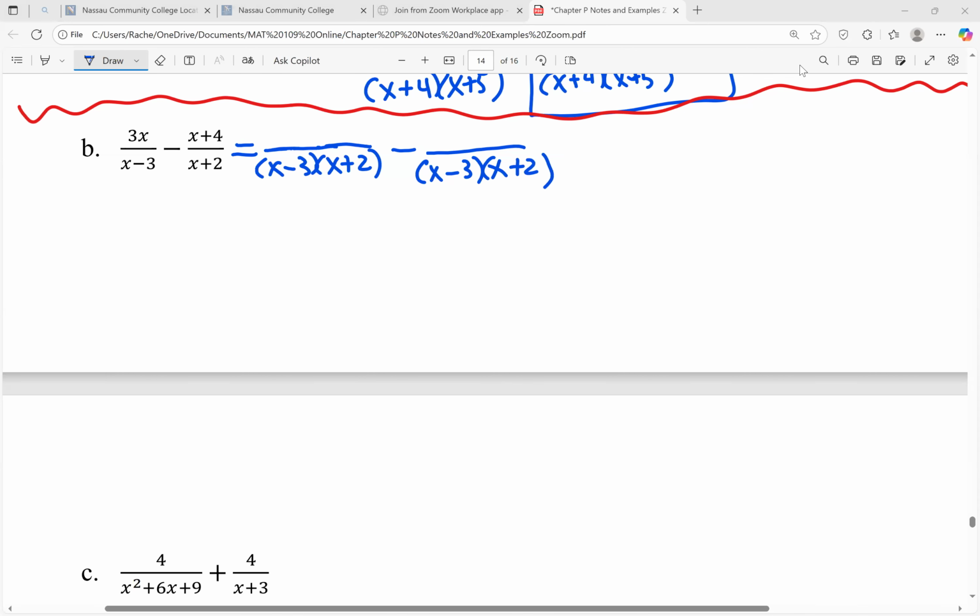So let's rewrite our numerators. We had an x minus 3, which became an x minus 3 times x plus 2. So the x minus 3 was multiplied by x plus 2. So we have to do the same thing to the numerator. So I'm going to take 3x and multiply it by x plus 2. Now, my second fraction, x plus 2 was multiplied by x minus 3 to get my LCD. So I'm going to take the x plus 4 in the numerator and multiply it by x minus 3 also.